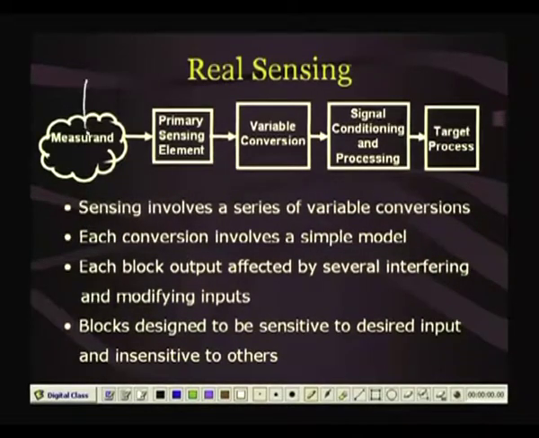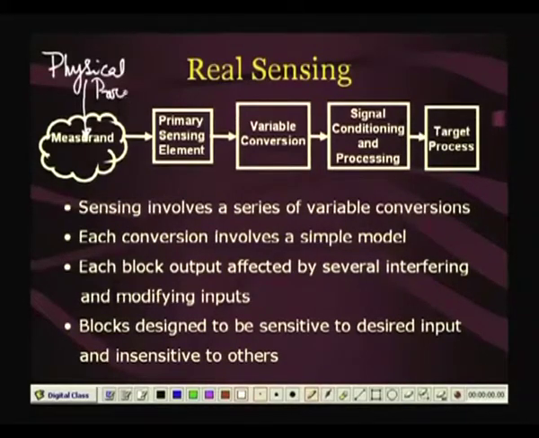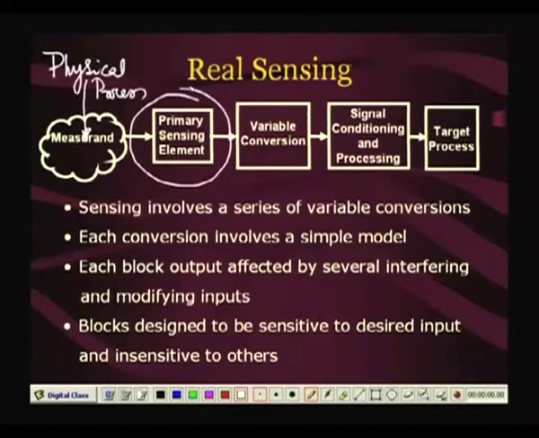So here we have some measurement which is a physical process. Maybe we are interested in measuring some temperature, pressure, strain, whatever. There is usually a primary sensing element which is a sensor, which, let us say, due to temperature, causes an expansion of liquid, and this expansion of liquid is the basic principle of the sensing element which we call the thermometer or the liquid in bulb thermometer.